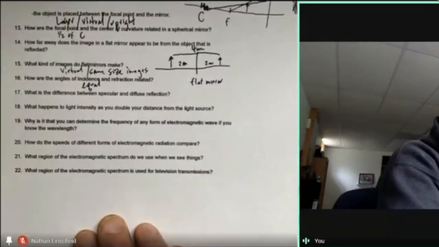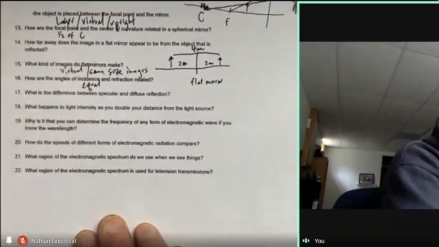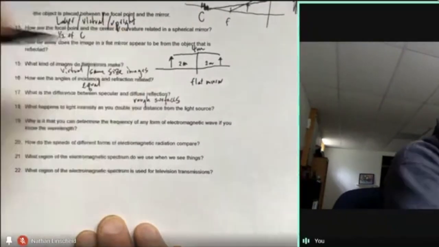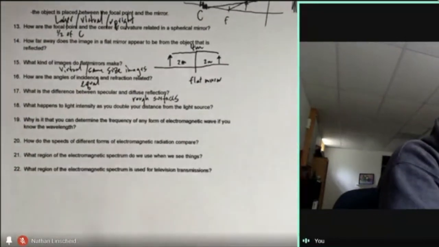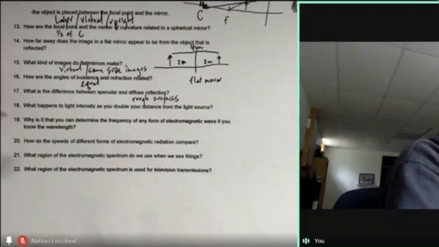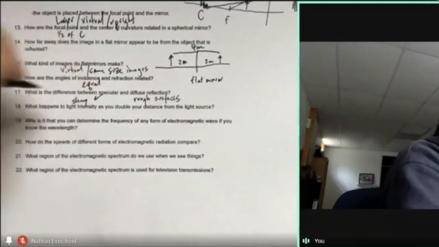17, what's the difference between specular and diffuse reflection? Specular, you can see actual images. Diffuse reflection typically comes from rough surfaces, and all you can see is blobs of light. You can't see your face or whatever it is that's reflecting. Specular, you have shiny, orderly rays.